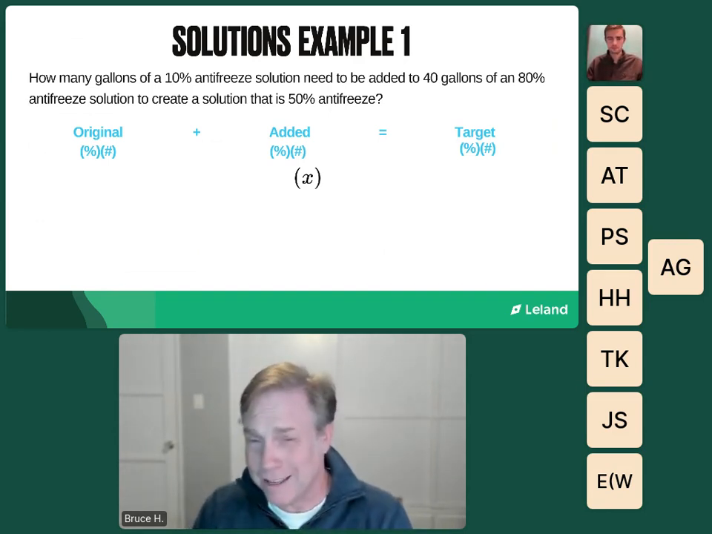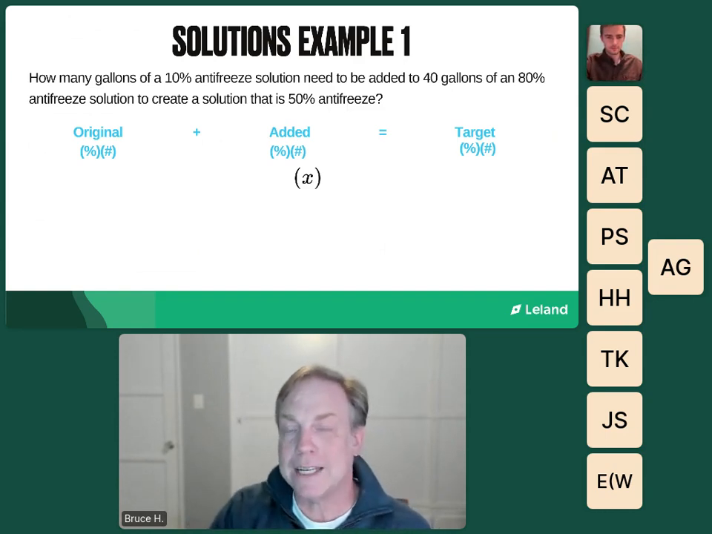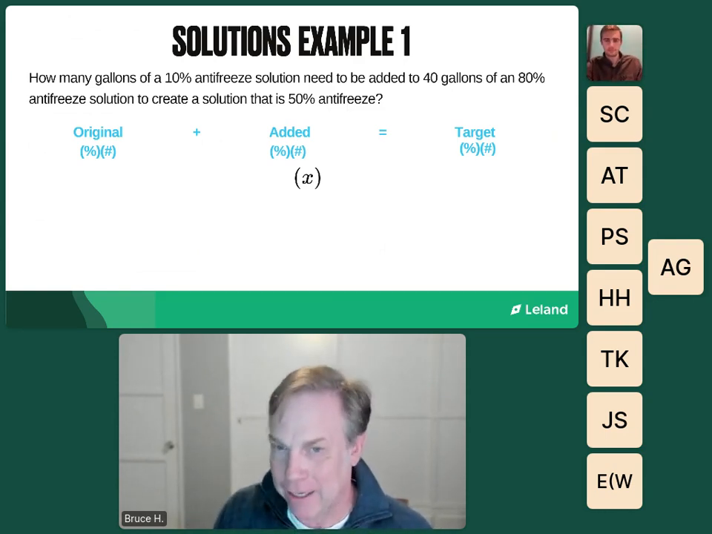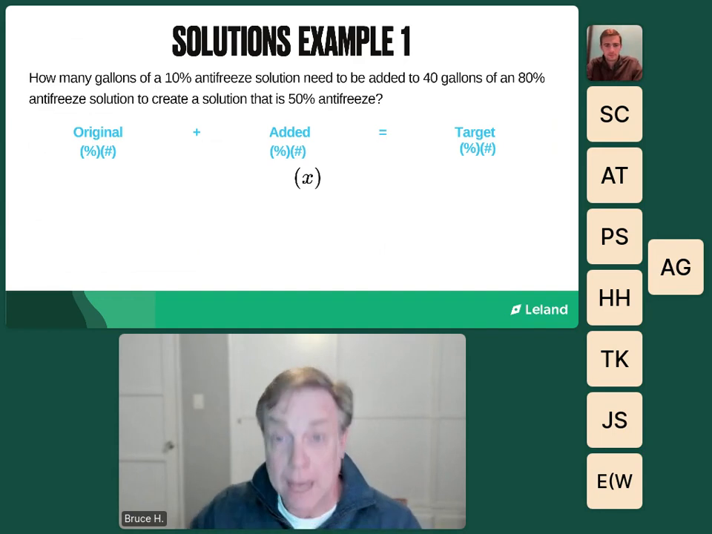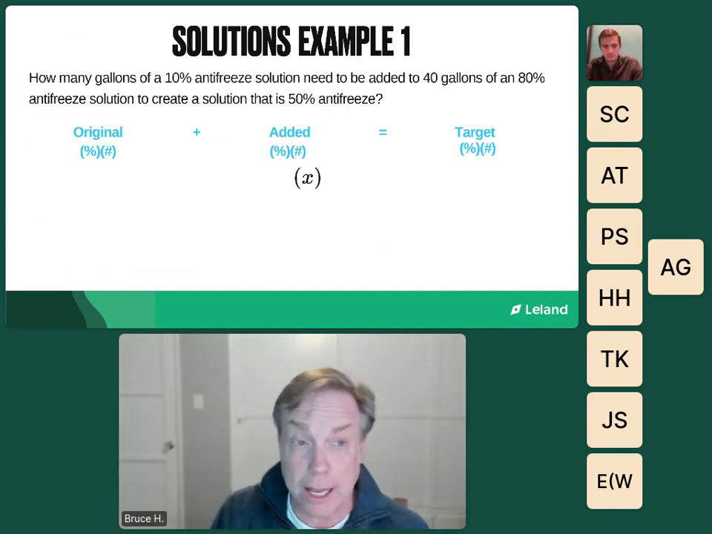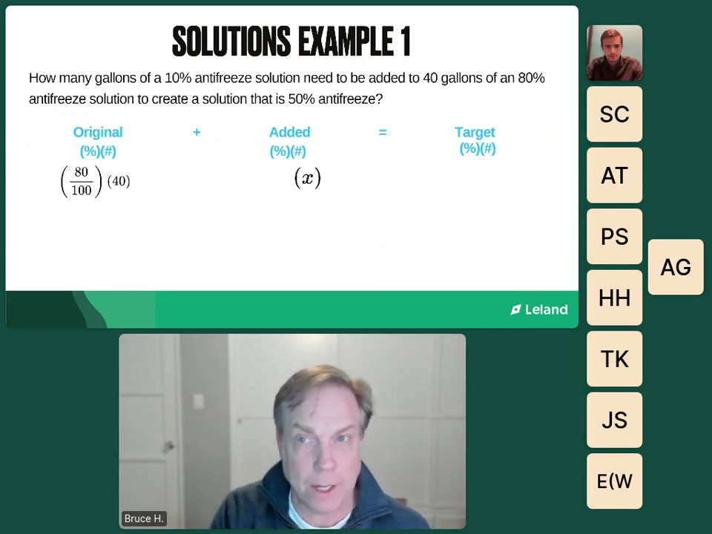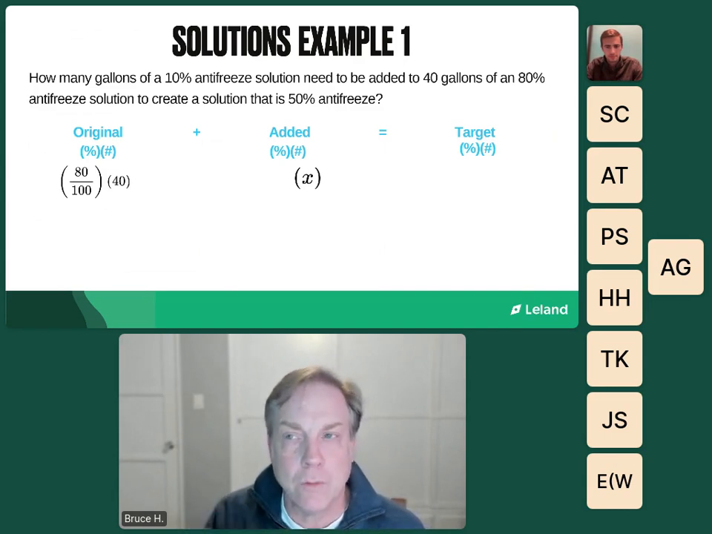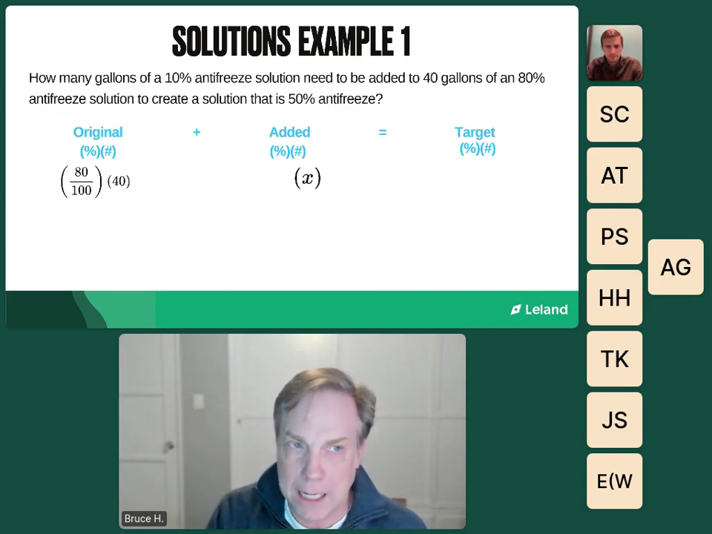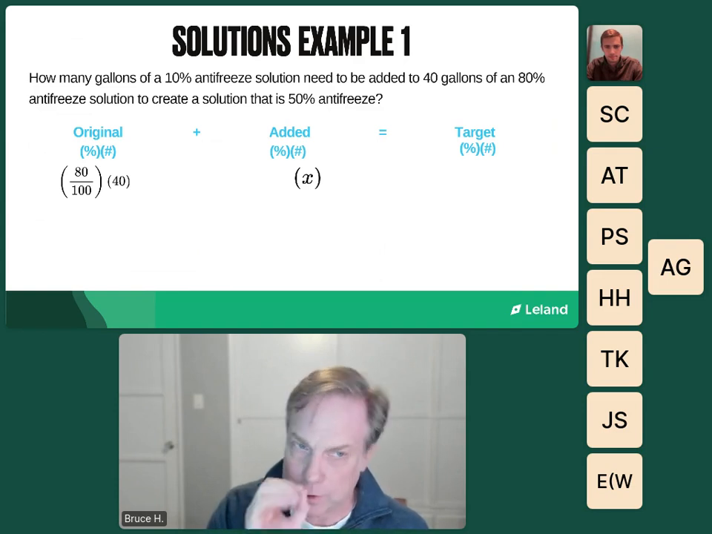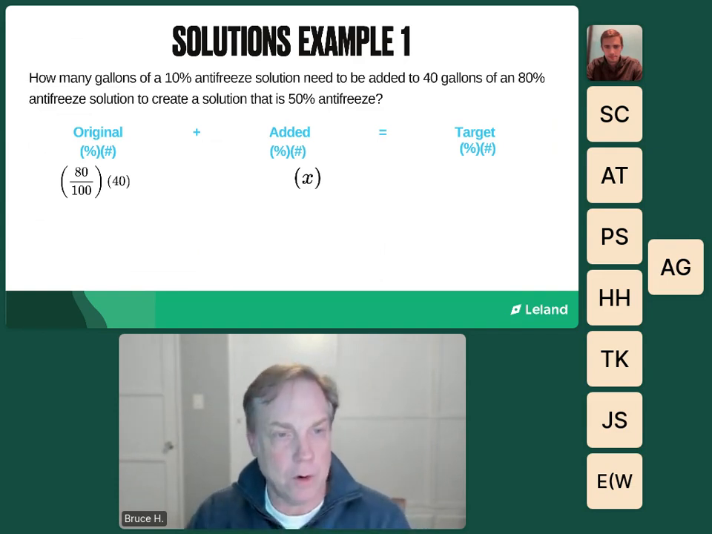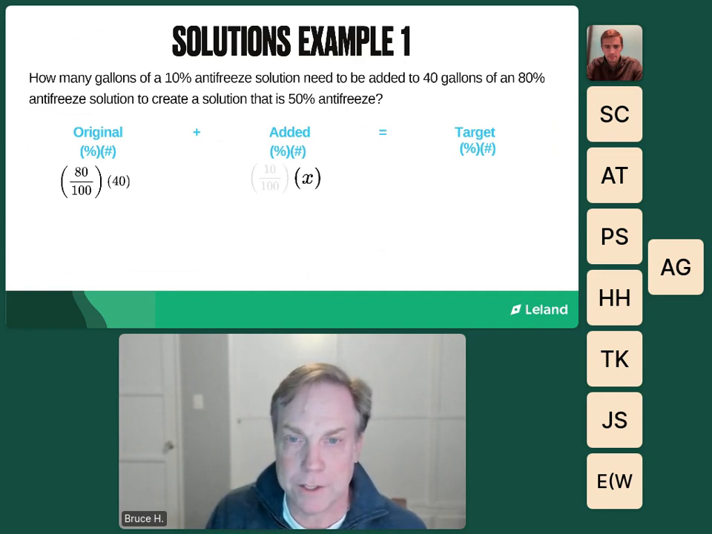Those are the only things they can ask. We're being asked how much added antifreeze we need to add to get to our target. Okay. So our original, if we read carefully, they start us out with 40 gallons of an 80% antifreeze solution. So the percent is 80 over 100. The amount is 40 gallons.